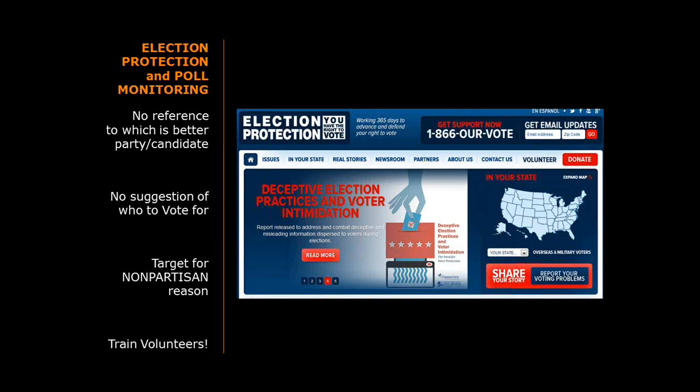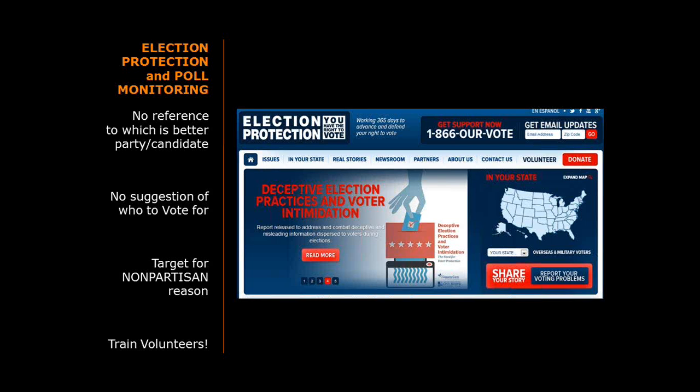So now is where I get to the part where I tell you about the laws. If you're doing poll monitoring or other election protection activities, what I'm about to tell you is fairly common sense. You may not even need me to tell you this, but I just want to make sure you know these rules. If you or your organization is going to be engaged in poll monitoring, or working with volunteers, when you go out to the polls and you're representing a 501c3, you can't say who you think is a better party or candidate. That's not a 501c3 appropriate kind of communication. You shouldn't suggest who people should vote for. You're there to make sure people get to exercise their right to vote, not tell them who to vote for.